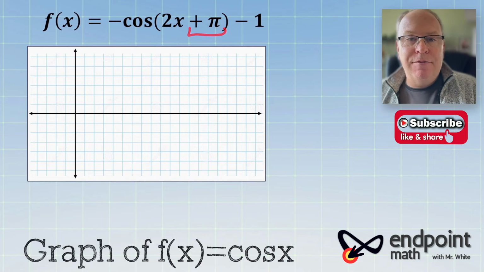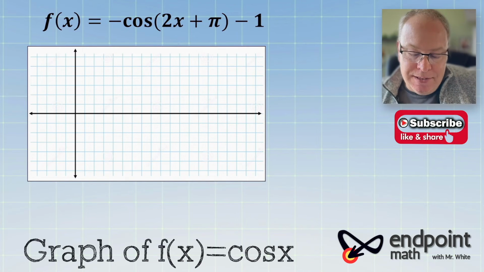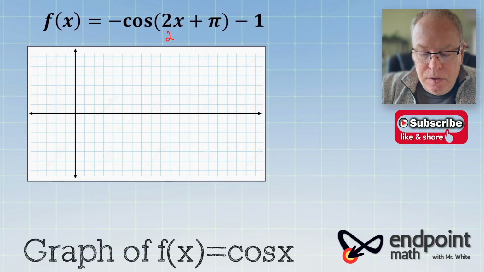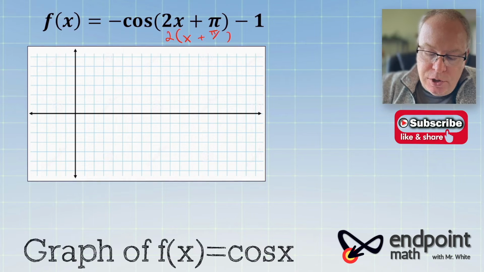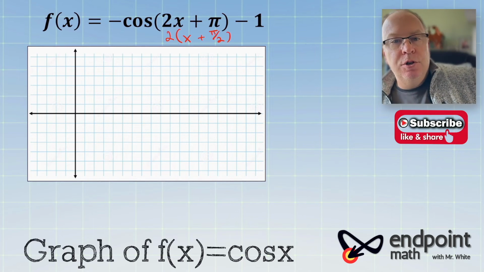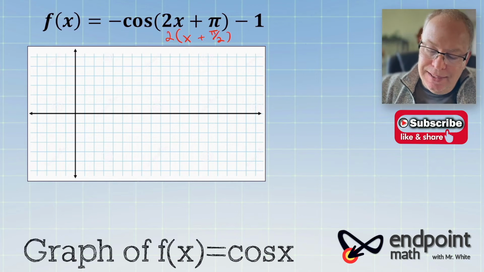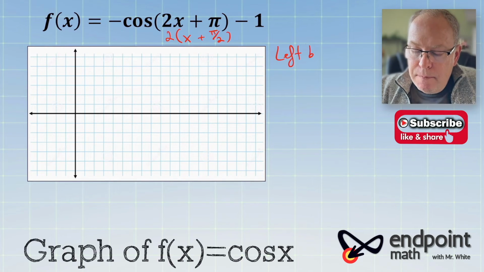This is not a left shift by pi. It's not left by pi. You have to factor the 2 out. You factor the 2 out first. You divide by 2 and you factor it. So now it's left by pi over 2.